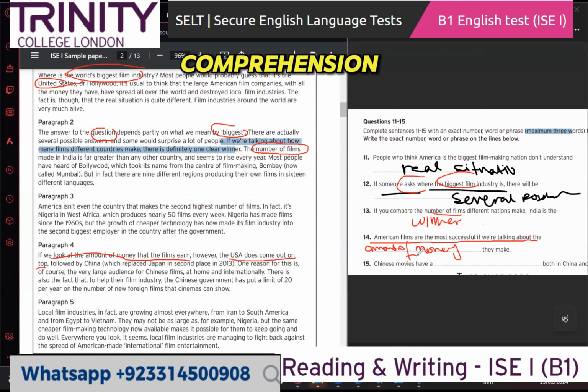This is comprehension, right? If we want to see America is on top, then in what sense is America on top? America is on top if you look at the amount of money that the films earn. However, USA comes on top. You understand? Amount of money they make.